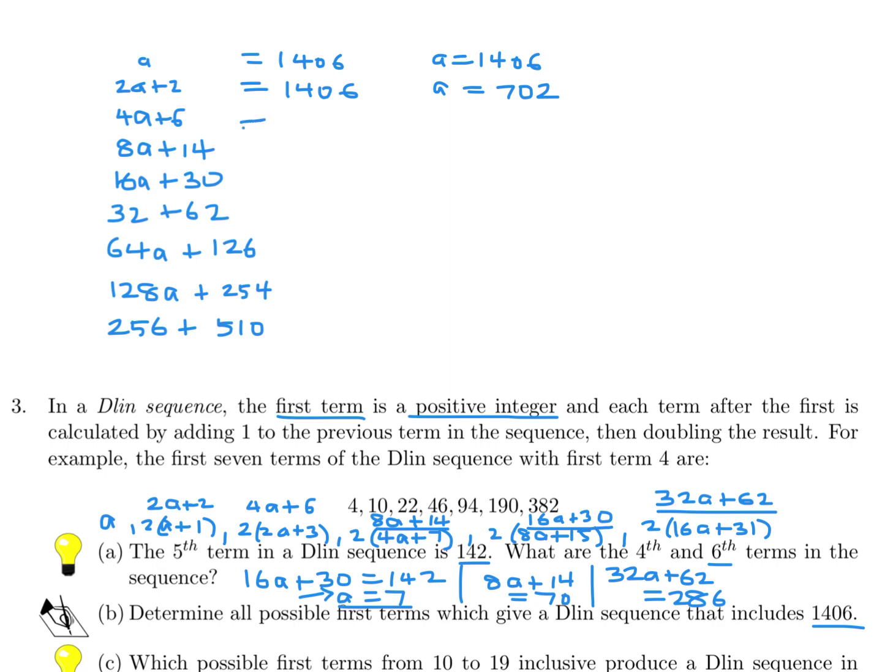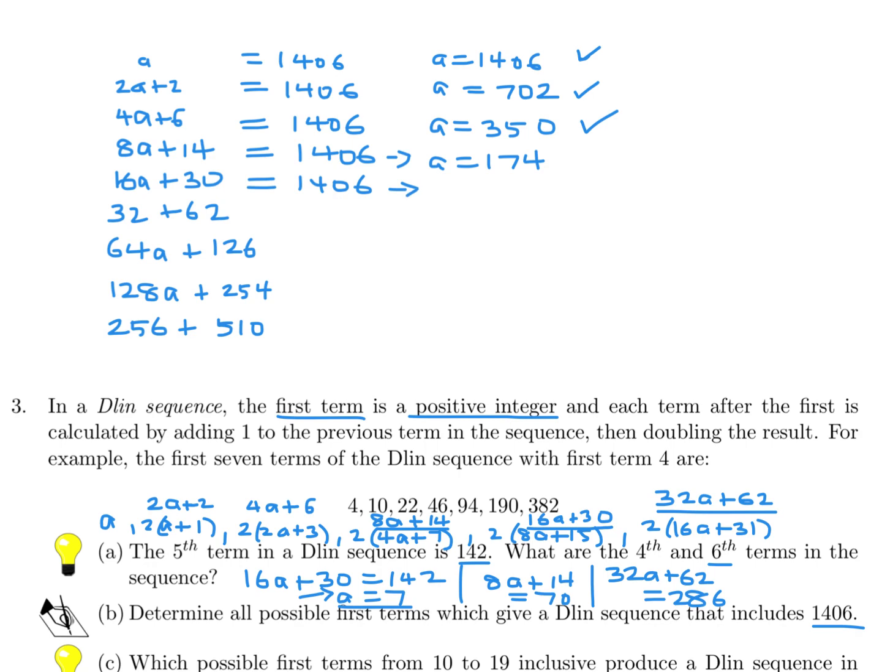And then you just keep solving this for 1406 for each of these. I think this becomes 350, I believe. And then the next one. So far, we're all good. We're trying to find possible first terms. So these are the first terms that we find that are applicable, I guess. Wait, I got to solve this one first. 8a plus 14, so that's 174. And then this one, 16a plus 30, a is 86.